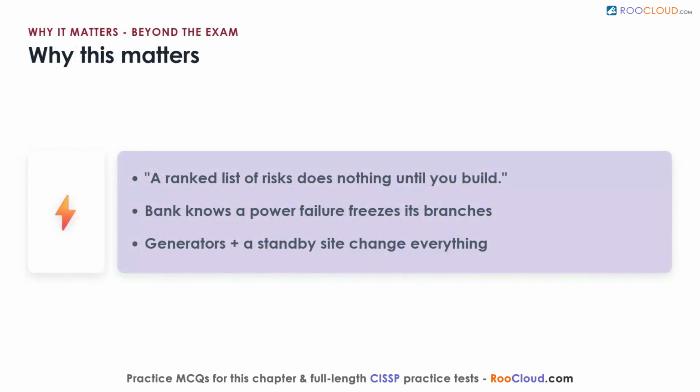Why does this matter beyond the exam? Because a ranked list of risks does nothing until you build something against them. Picture a regional bank that knows a power failure could freeze its branches. Knowing it changes nothing. Installing backup generators and a standby site changes everything. Continuity planning is where the analysis finally becomes concrete protection. As a security professional, this is the stage where your work starts holding real weight against a real disaster.